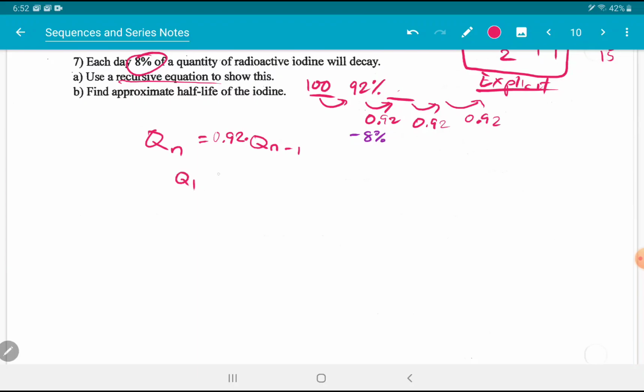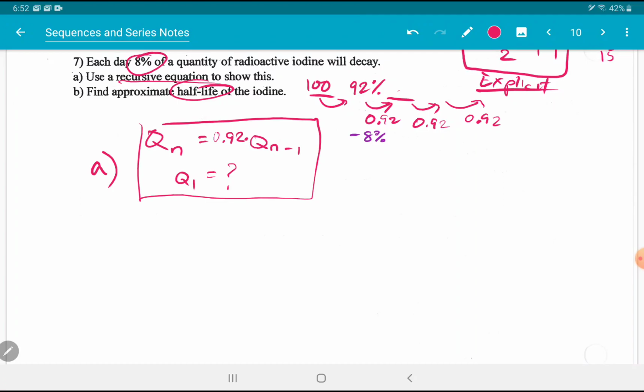Now, what is Q sub 1? I don't know. It doesn't say. So let's just say Q sub 1 is some question mark. That's going to be problem A. Find the approximate half-life of this iodine. Well, remember what half-life means. That means how long does it take to get to half of its amount.